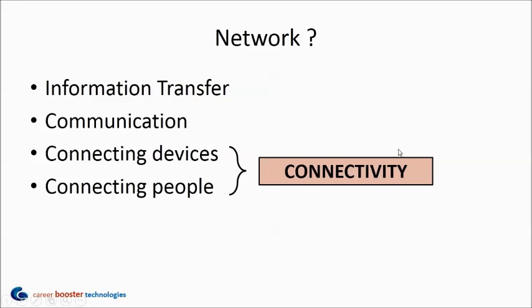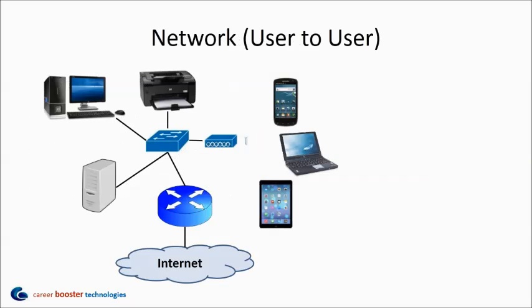When I say connectivity, the first level of connectivity I see is a user-to-user connection. When I say user, I don't really mean a human user here. For example, I have a desktop computer, a printer, a server, a smartphone, maybe a laptop, a tablet PC or an iPad. And not to forget a router interface, which acts like a gateway to your external world, the internet. They are all what we call users, and they're all connected to each other. The first level of connectivity we'll be focusing on in this course is user-to-user connectivity, where each user is connected to each other.